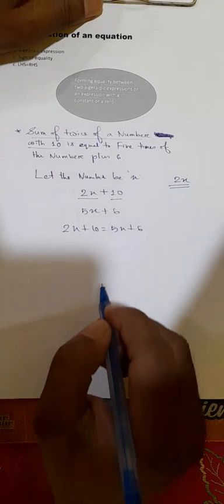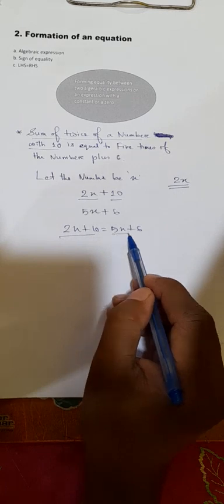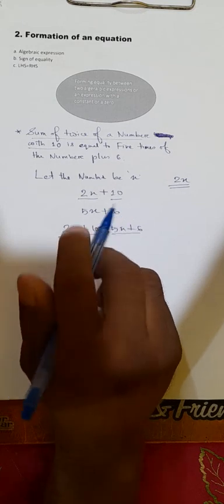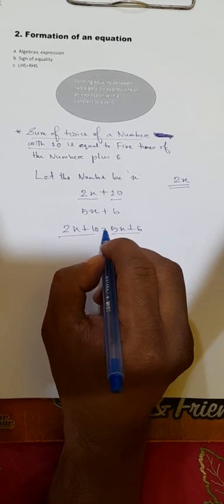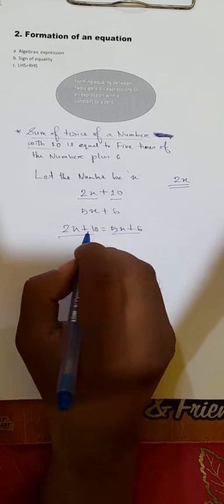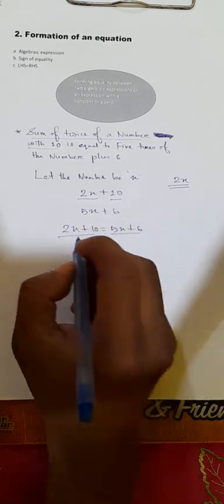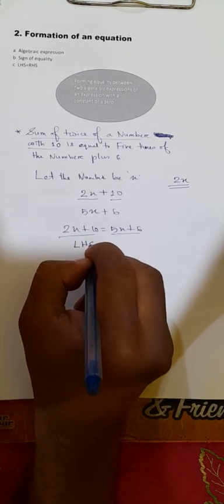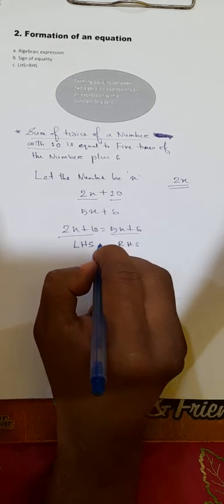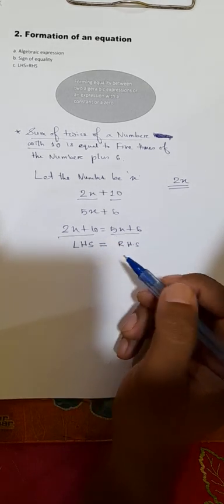So we form an equality between two algebraic expressions. One is twice x plus 10, another is 5x plus 6. We form an equality, and this is called an equation. Now the equation is constituted by forming equality in between two algebraic expressions. Now it contains three parts. One is left hand side, one is right hand side. Left hand side we call it LHS, and right hand side RHS, and there is a sign of equality. This is called the sign of equality, right?